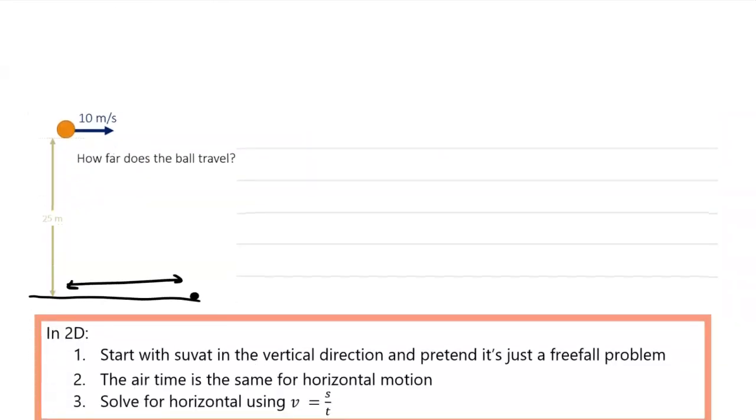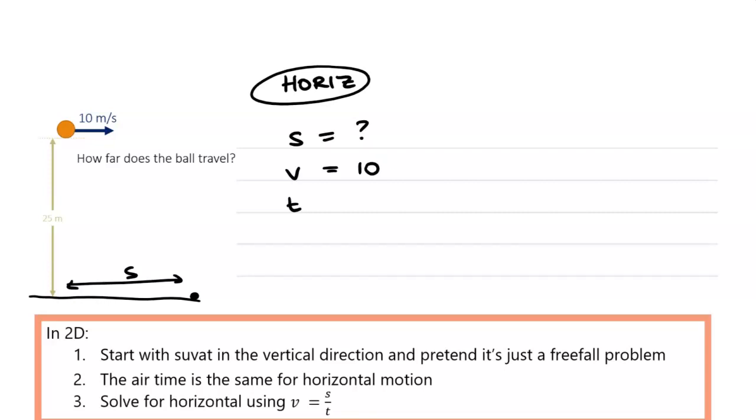So horizontally now, we need horizontal information because we're interested in this distance that we're traveling along the ground, s. Now horizontally, there's only 3 things you can know. You can know its displacement, its velocity, and its time. Because remember, the velocity doesn't change for projectiles horizontally. There's no force to change that direction or speed. So s is what we're trying to find. v is 10 meters per second the entirety of this ball's journey, horizontally. Its vertical velocity changes, but its horizontal velocity is unchanged.